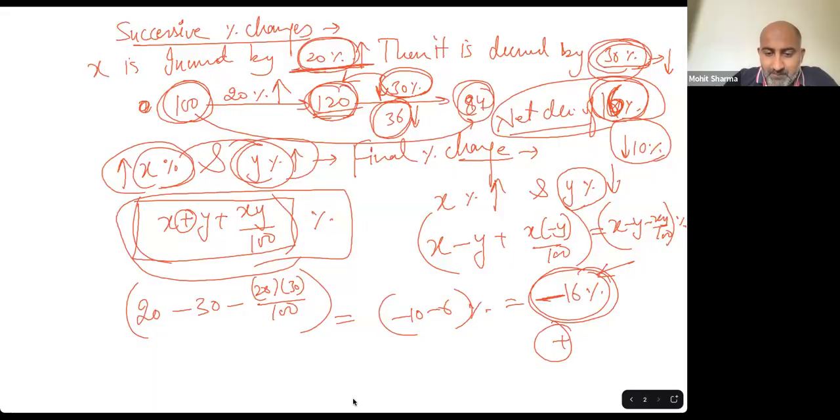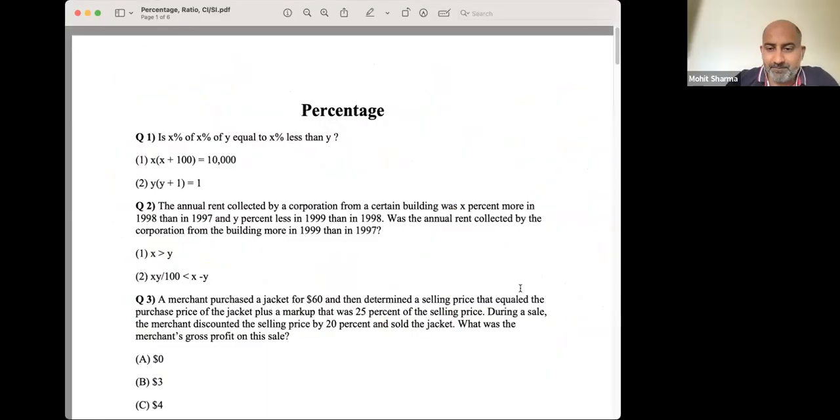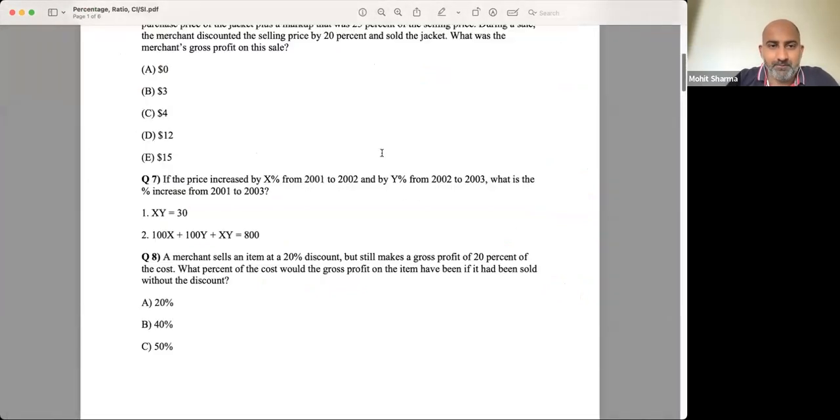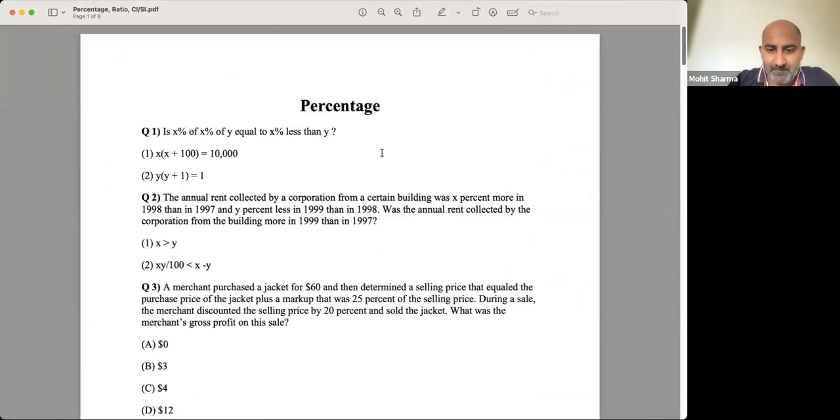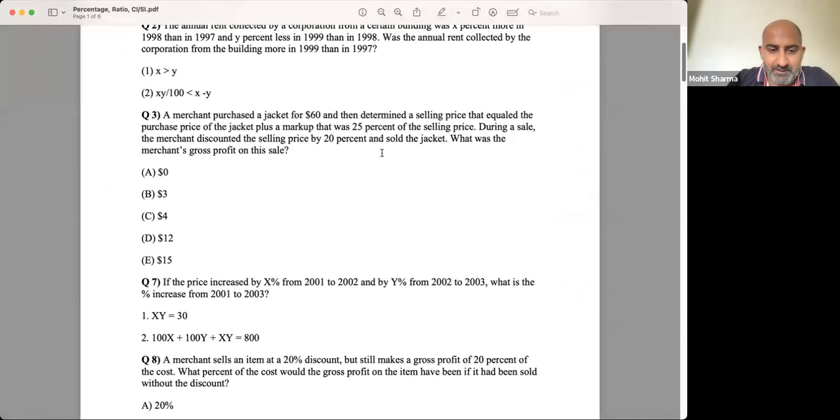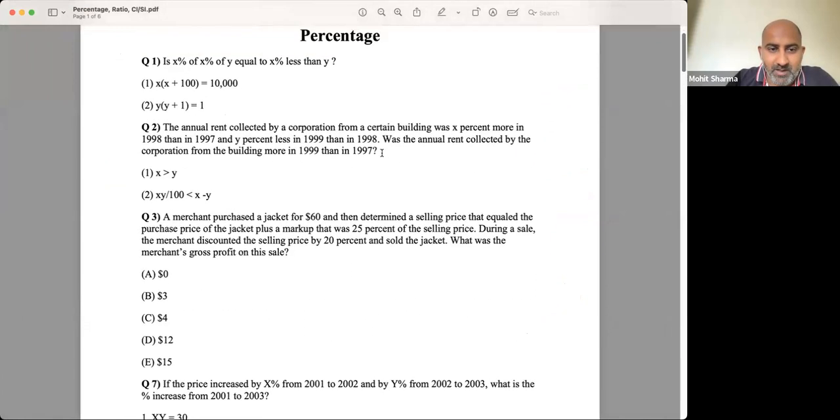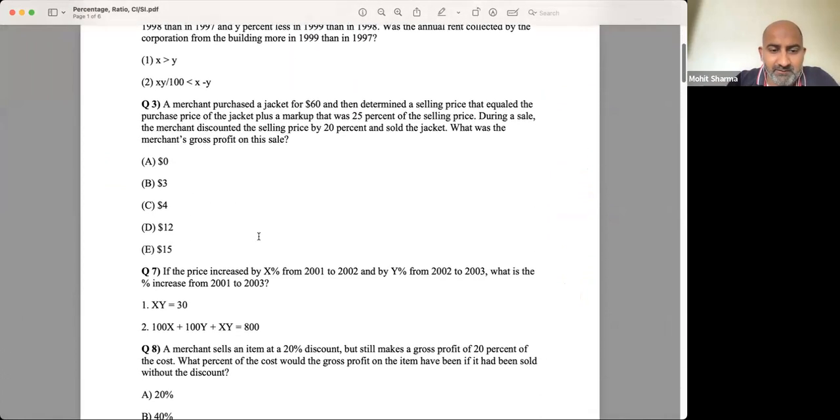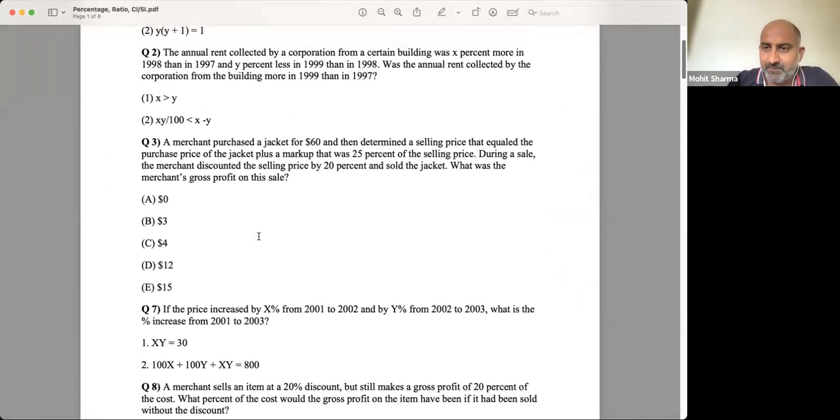Okay. Let's come to the questions. Just open the sheet. Let's try 1, 2, 3, and 7. I mean, after 3, it starts with 7. There is this numbering error. So just try the first 5 questions: 1, 2, 3, 7, 8, in that sequence.